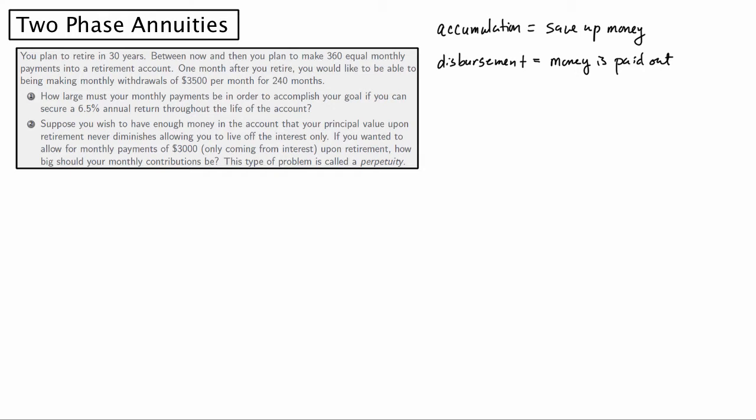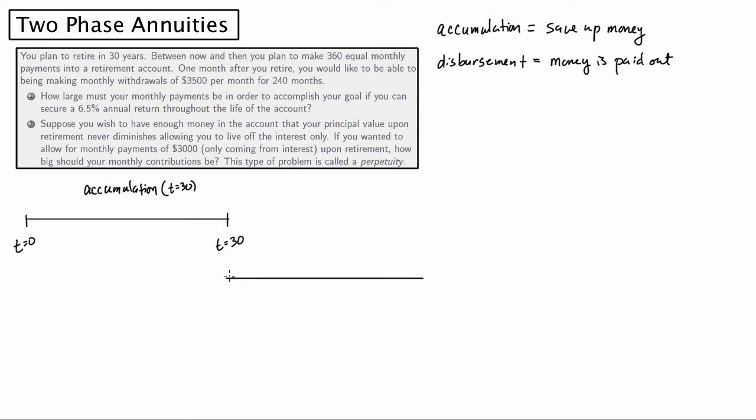The idea here is that we have an accumulation phase consisting of 30 years because you want to retire in 30 years. And so you start at time 0 and you end at time 30. This is the accumulation phase. This is where you're making the money. And so it has a total time of 30 years. And then you have a second phase that starts after the first phase ends. And that phase is the disbursement phase here.